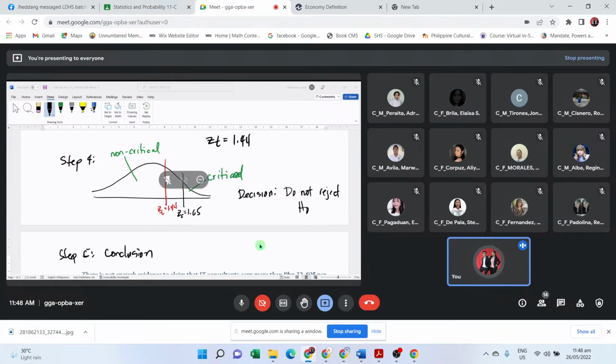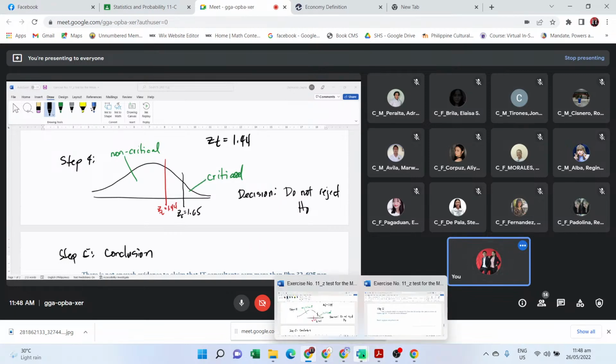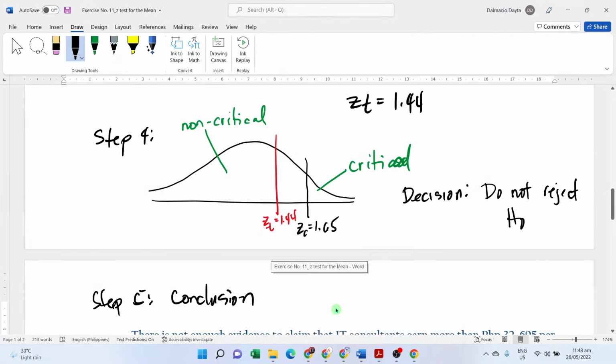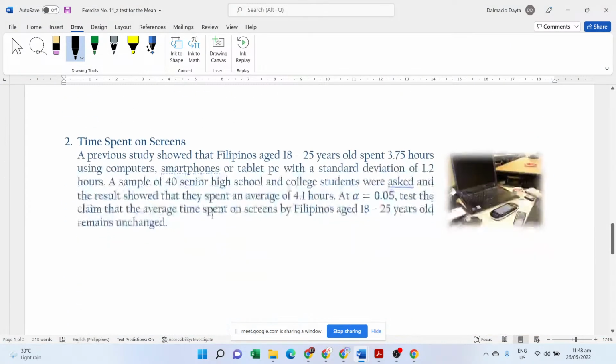Will you please read problem number 2? I want a volunteer para hindi ma-surprise yung tinatawag ko. Babasa lang naman, please.